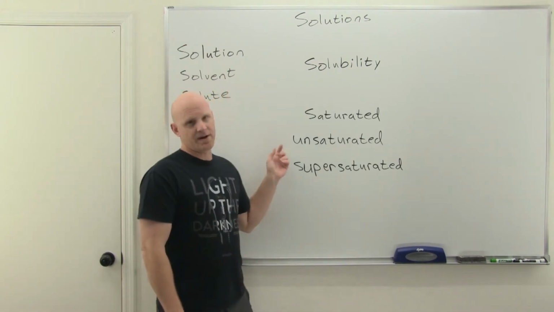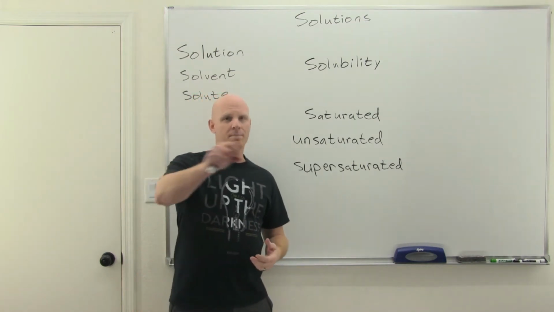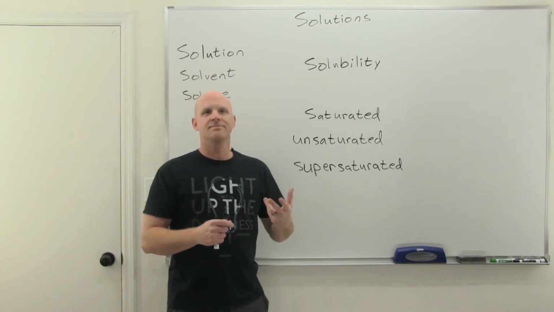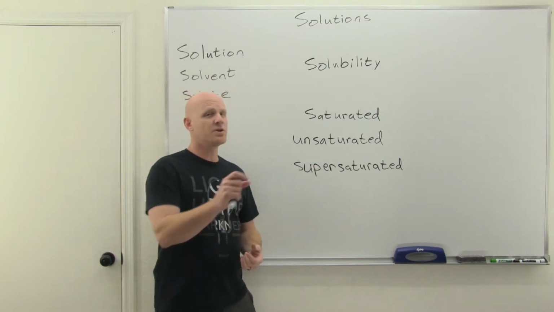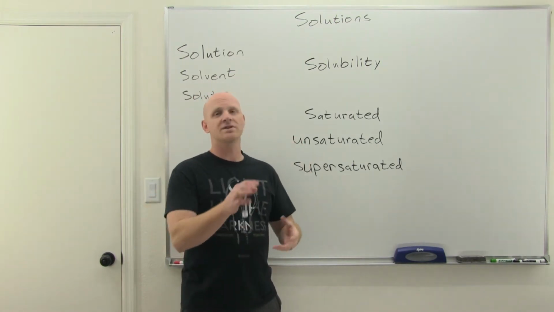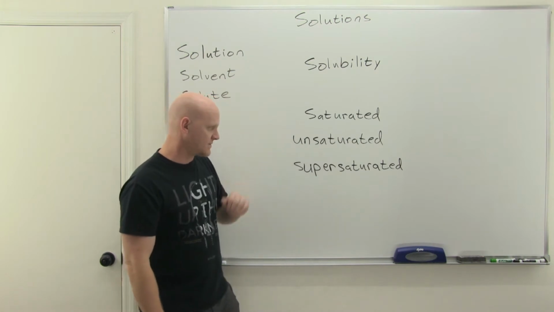Now, unsaturated is when you're below that point. You're less than the maximum in there. So if you pour a pinch of NaCl, salt, in a glass of water, let's say, you're going to be below that saturation point. And again, you put another pinch in, and you're probably still below that. And as long as you haven't reached that maximum to where some of it just settles onto the bottom, even when you stir it, you're in an unsaturated solution.